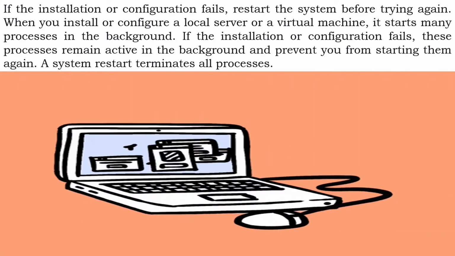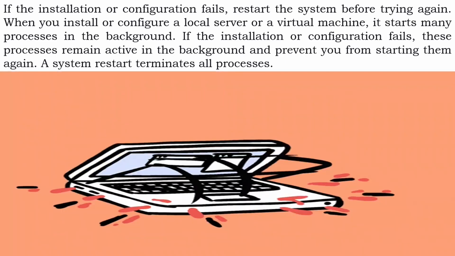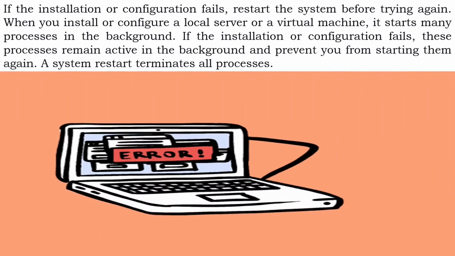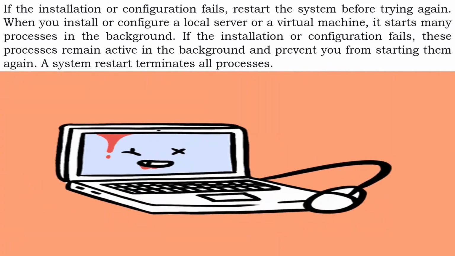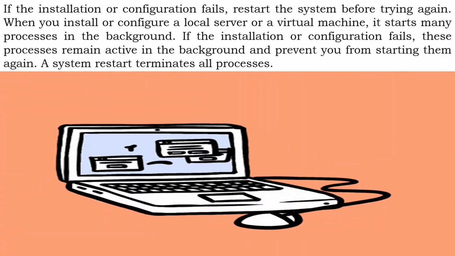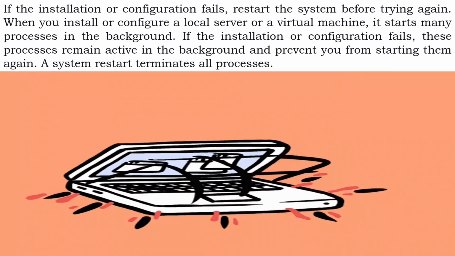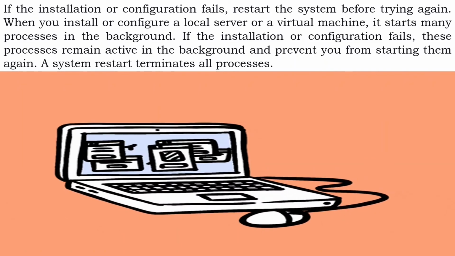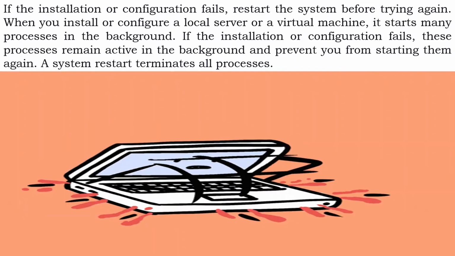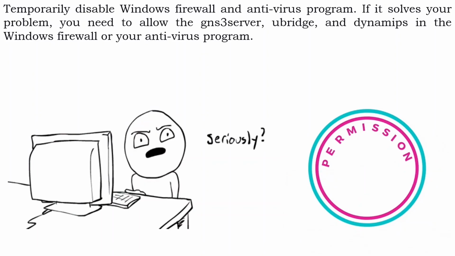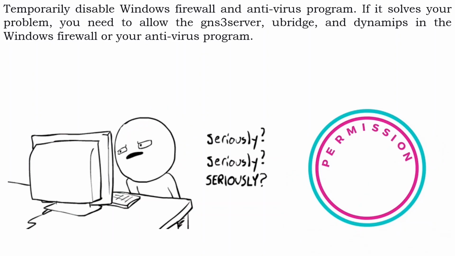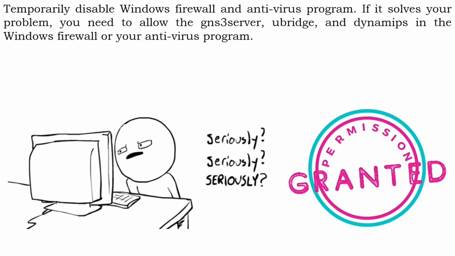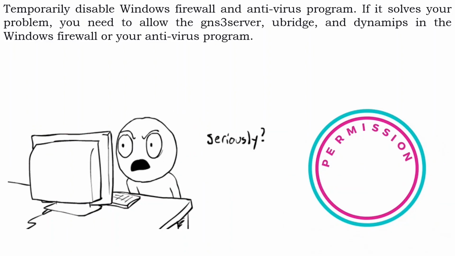If the installation or configuration fails, restart the system before trying again. When you install or configure a local server or a virtual machine, it starts many processes in the background. If the installation or configuration fails, these processes remain active in the background and prevent you from starting them again. A system restart terminates all processes. Temporarily disable Windows Firewall and antivirus program.